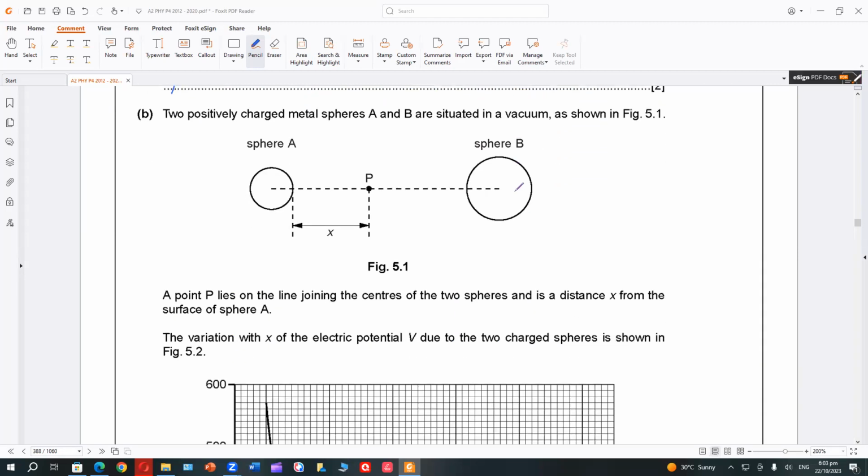Two positively charged metal spheres A and B are situated in a vacuum as shown. Point P lies on the line joining the centers of the two spheres and is a distance x from the surface of sphere A. Read the question.